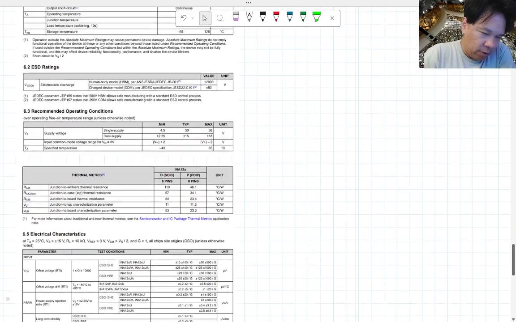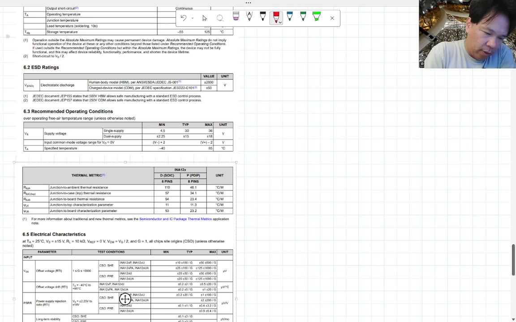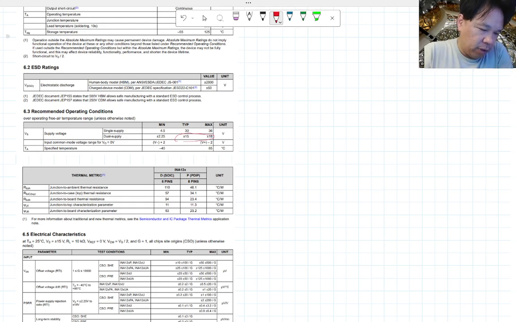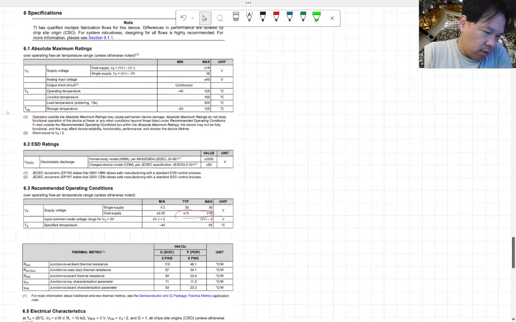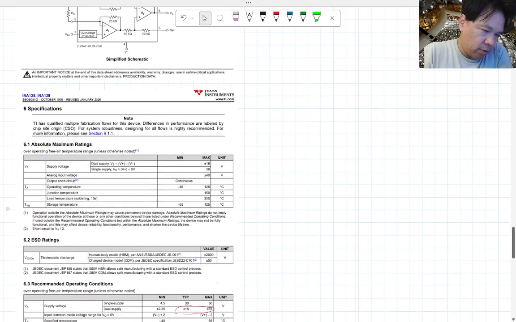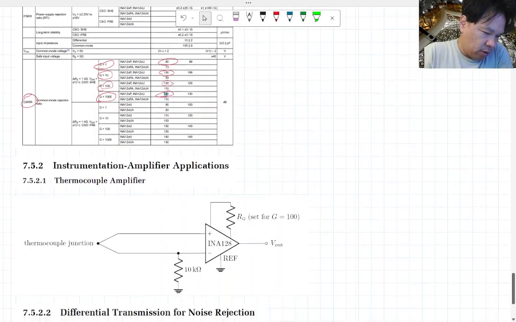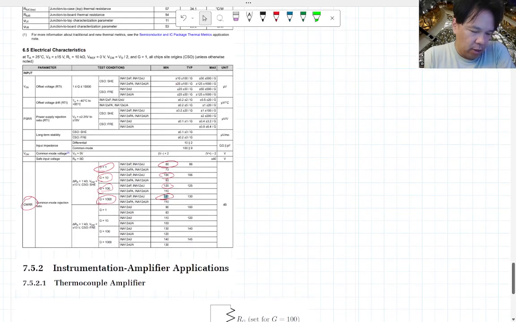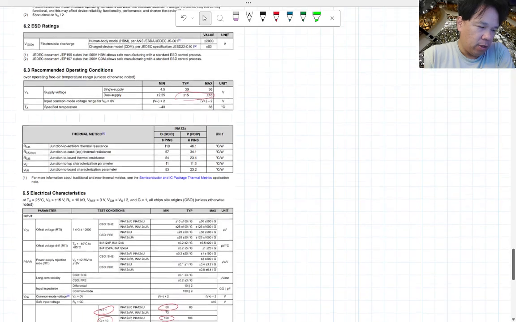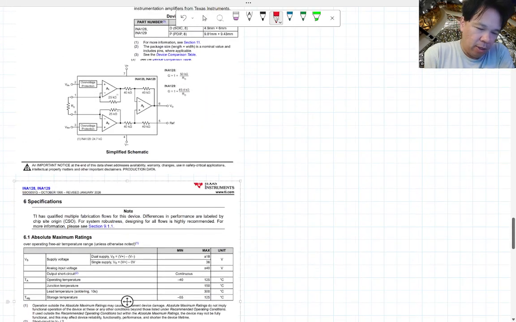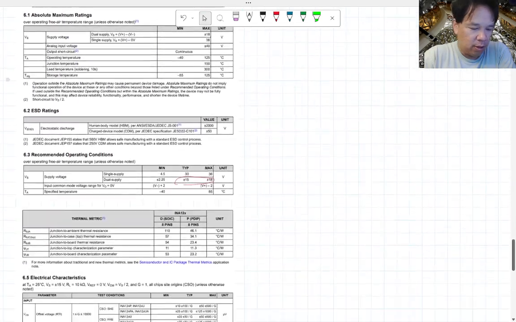There are other interesting specifications here. These are similar to what we have. If you have a dual supply voltage of plus or minus 15 volts, it's probably what you want to run it at. Other interesting things. You can see this by searching on the internet for INA128 datasheet, and you want to grab the one from a company that you can recognize. In this case, once again, Texas Instruments.